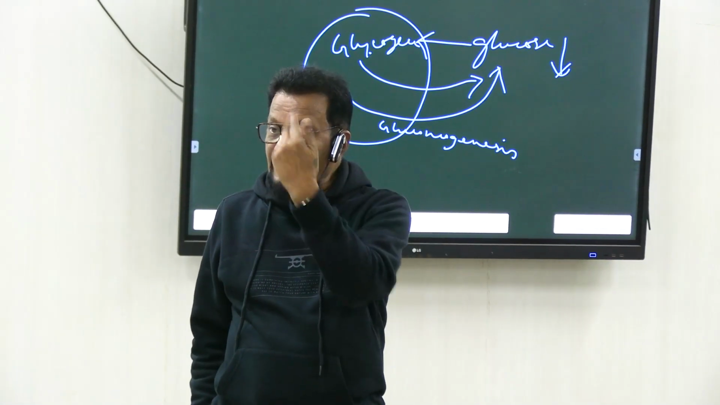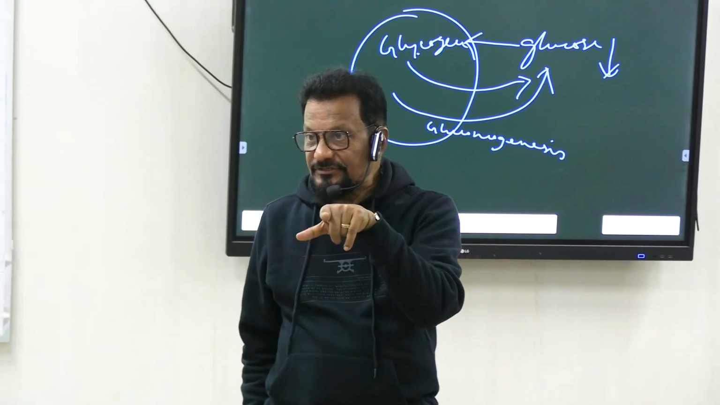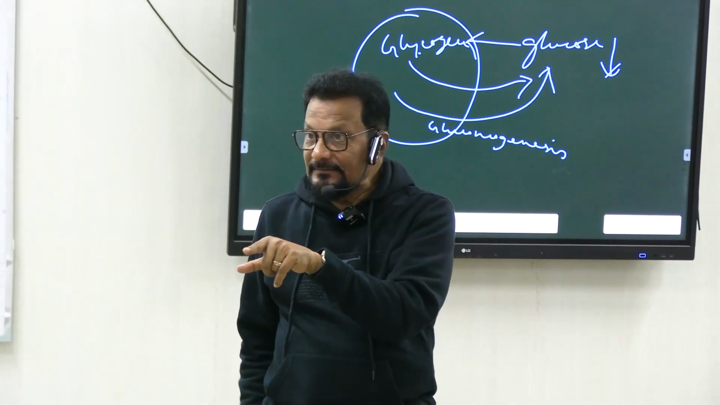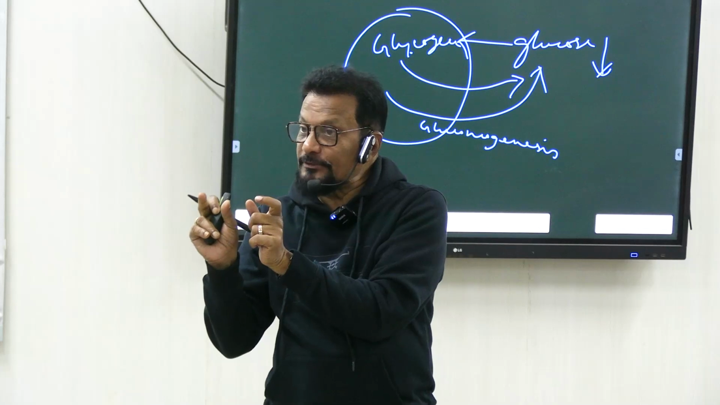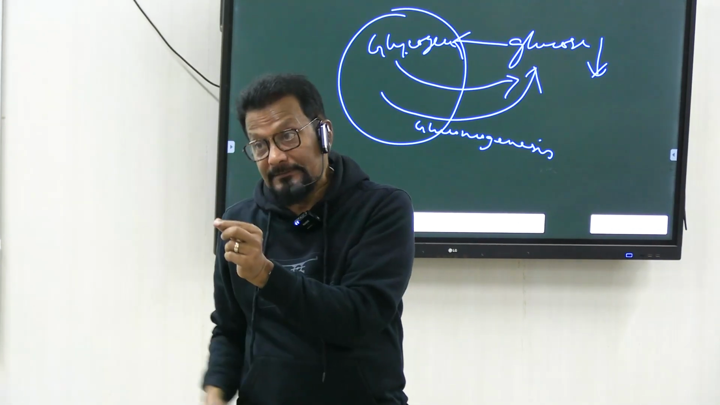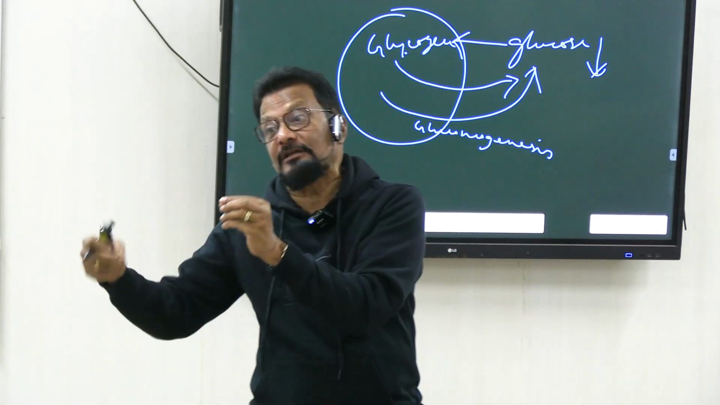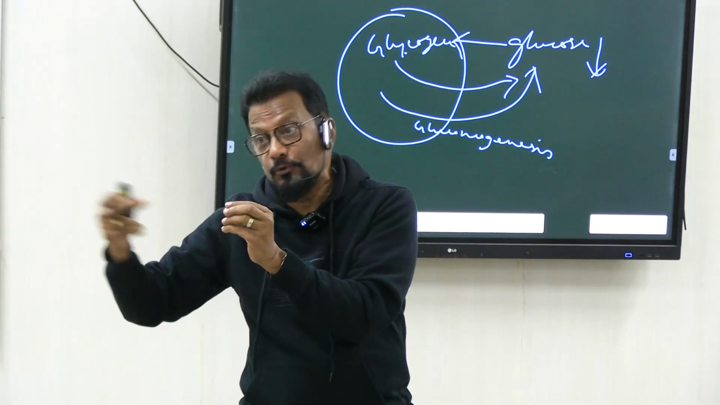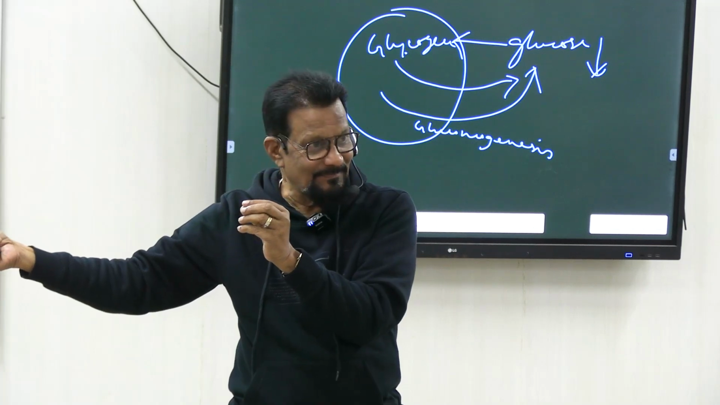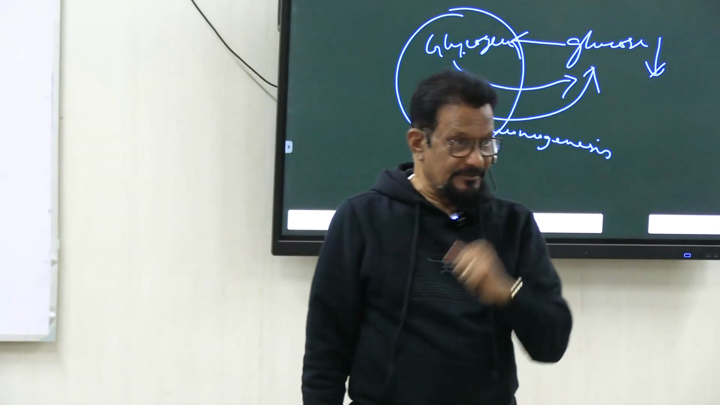Why I have produced ammonia? For deamination of these amino acids. Why I deaminated it? Maybe this amino acid, after deamination, will be required for synthesis of some other compound. Or I may require this amino acid for production of glucose by the process of gluconeogenesis. That's why it has undergone deamination.